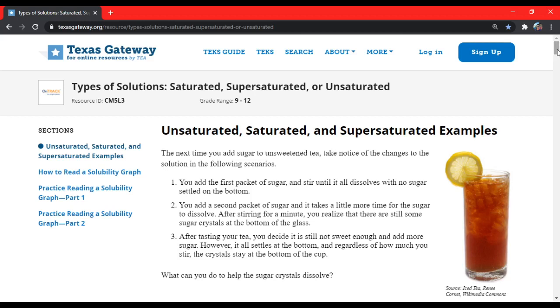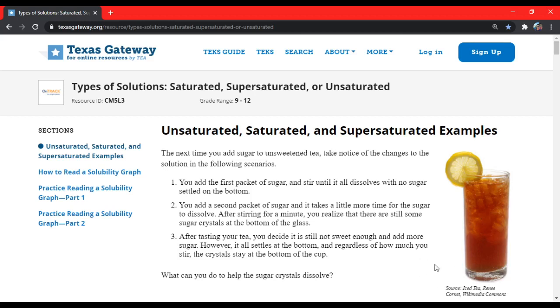Alright, so in this process, we are going to prepare a tea. And in the preparation of the tea, we will use the unsaturated, saturated, and supersaturated as an example. So the first time that you prepare a tea, if you don't like the taste of your tea, you put sugar on it. And you notice that all the sugar has been dissolved in the process. But you are not satisfied with the taste, so you put another packet of sugar. This time, it is not completely dissolved. There is sugar that remains at the bottom of your tea.